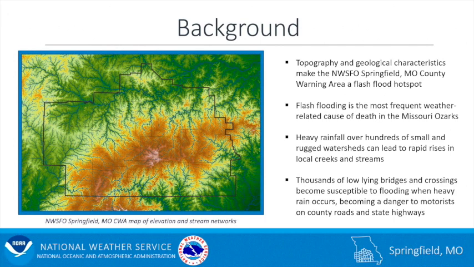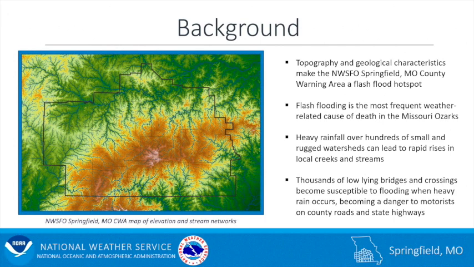Flash flooding is also the most frequent weather-related cause of death in the Missouri Ozarks, and any heavy rainfall over hundreds of these small and rugged watersheds can lead to pretty rapid rises in local creeks and streams in the county warning area. There's also thousands of low-lying bridges and crossings that can become susceptible to flooding when this heavy rain does occur, which can become a danger to motorists on these county roads and state highways.